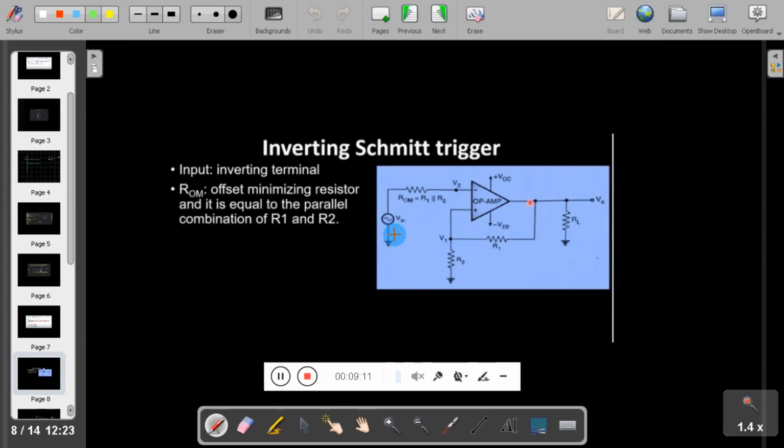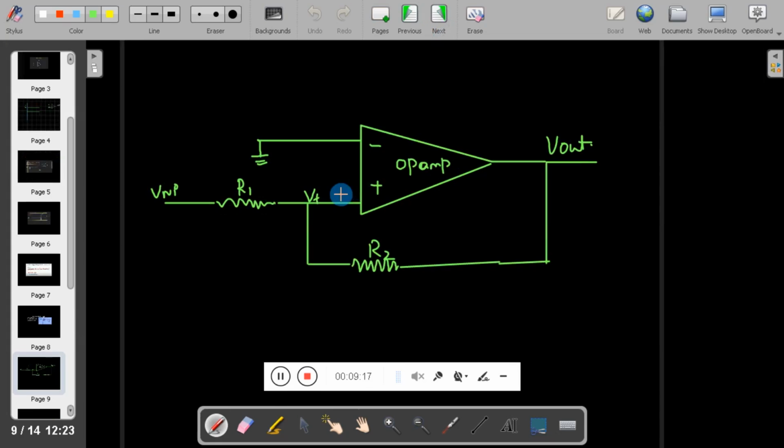In the inverting Schmitt trigger, we are giving the input at the inverting terminal. In case of the non-inverting Schmitt trigger, we are giving input at the non-inverting terminal, and feedback is also given at the non-inverting terminal, and the inverting terminal is connected to ground, that is zero potential. This is the circuit diagram of the non-inverting, and the other one is the circuit diagram of the inverting Schmitt trigger. There are two types of Schmitt trigger, inverting and non-inverting.